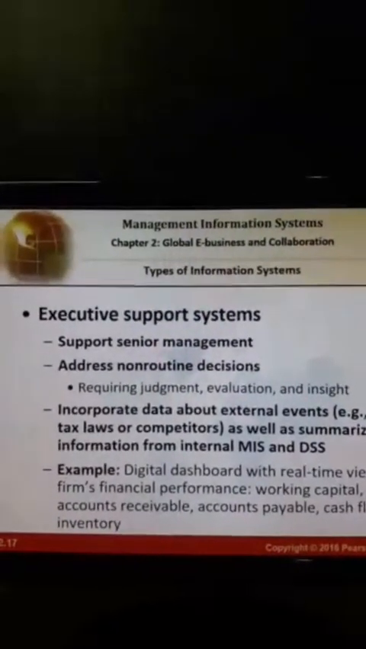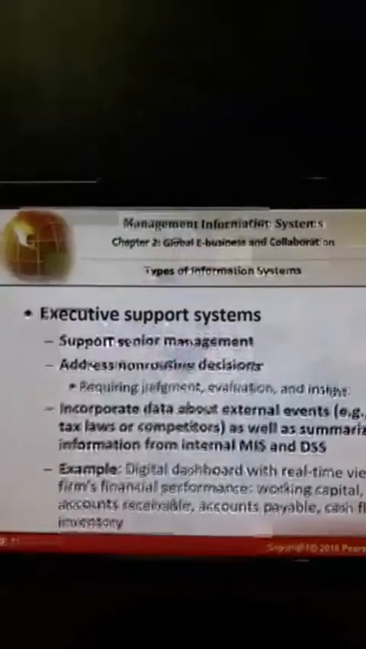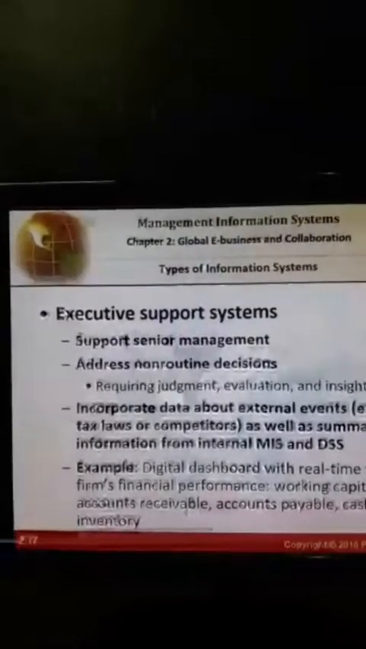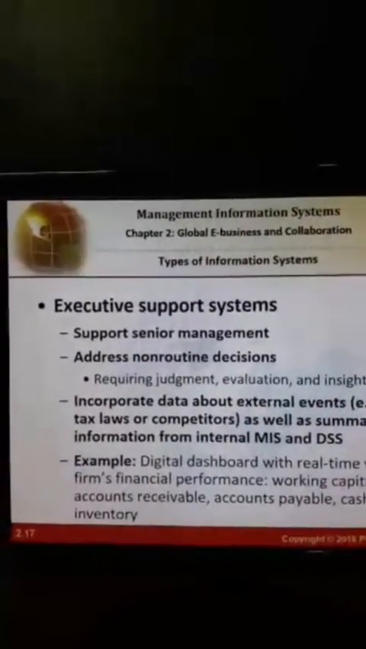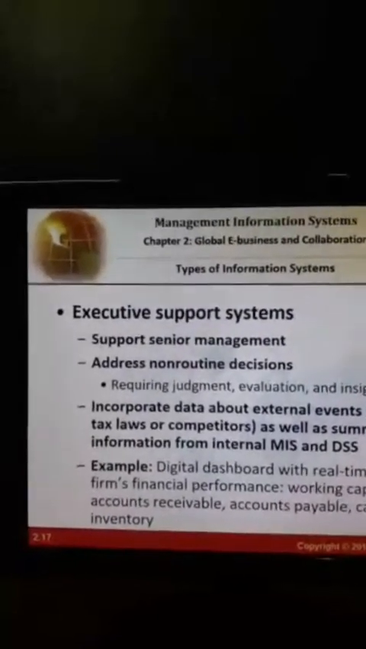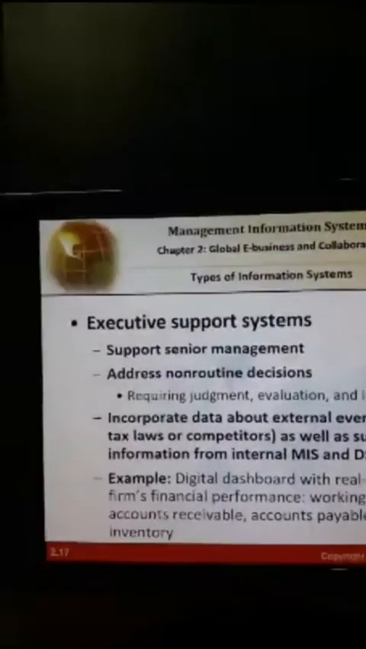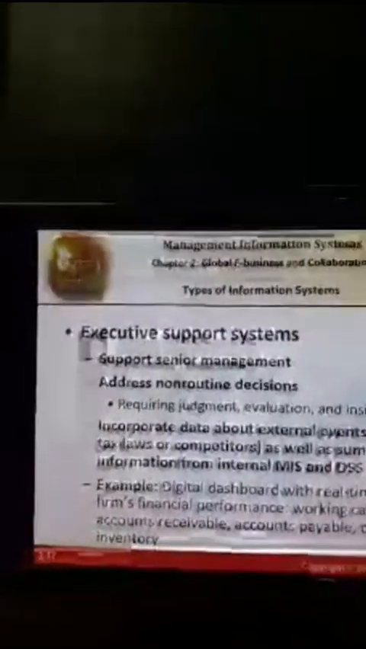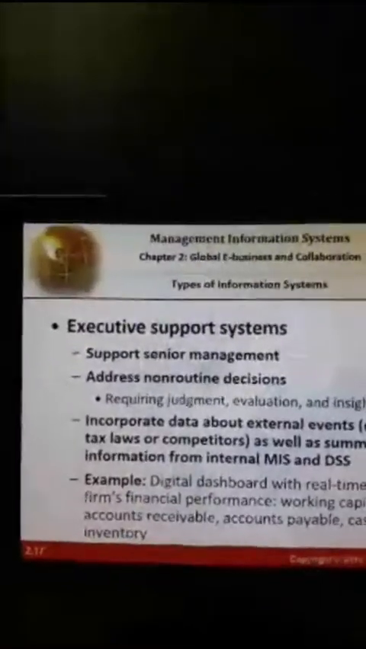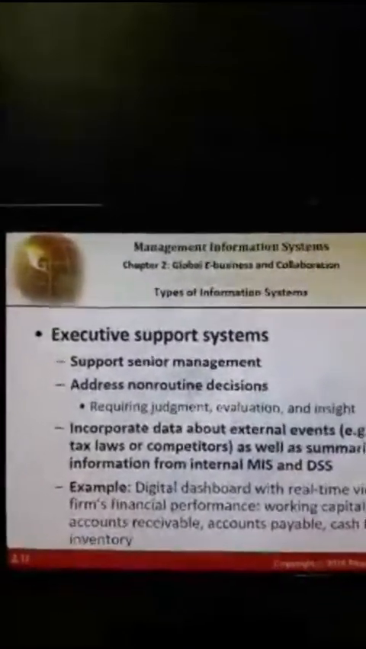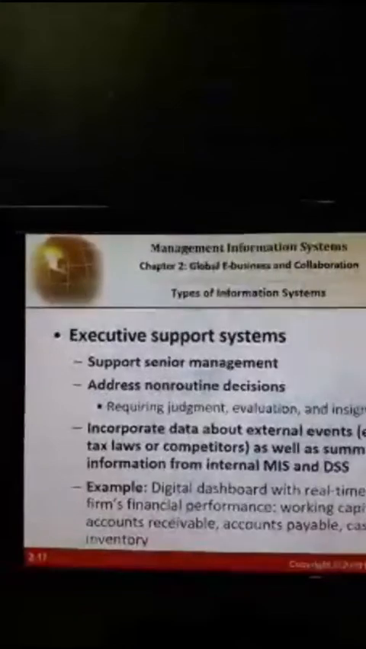Nowadays, rather than calling these top level people managers, we call them chiefs. Rather than calling them marketing manager, we call them CMO, chief marketing officer, chief information officer, or CEO, chief executive officer. So as a whole, there are four types of information systems. First one is TPS, second one is MIS, third one is DSS, fourth one is ESS.